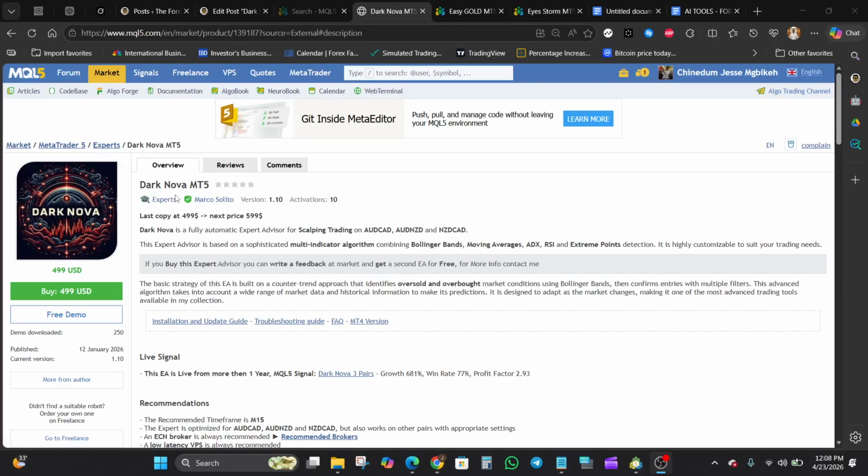Now, the Dark Nova EA is available for both MT4 and MT5. So whether you are on MetaTrader 4 or MetaTrader 5, you can run this EA without any issues.